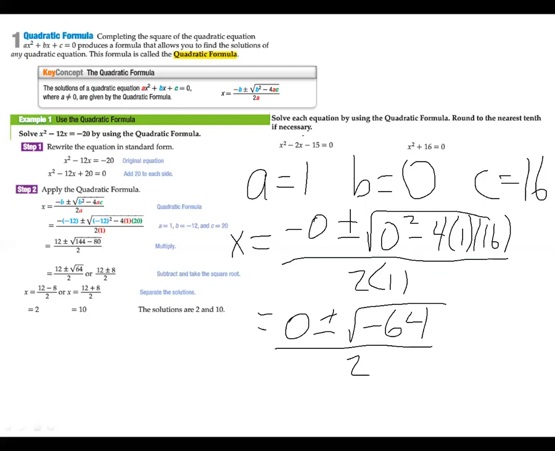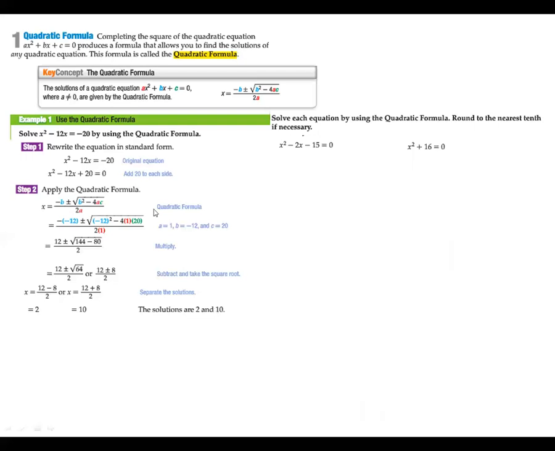Now here's the thing. You can't take the square root of a negative number. That's how you know that there is no solution. Okay? If you have to take the square root of a negative and you did all the steps correctly and you get a negative under the square root, you did things right. It just means there's no solution to the problem. Okay? So that comes up from time to time.